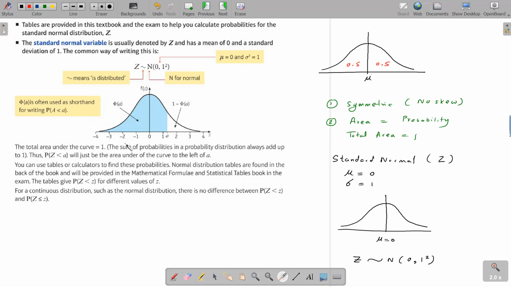Now we'll move on to the most important part. As I told you, tables are provided in your textbook, at the end of the textbook, where you will find tables for the normal distribution. You will also find this table in your IAL formula book. I hope you have one of these materials in your hand, because I'm going to teach you how to refer to this table and how to calculate probability. First we'll learn how to refer to this table and calculate probability.